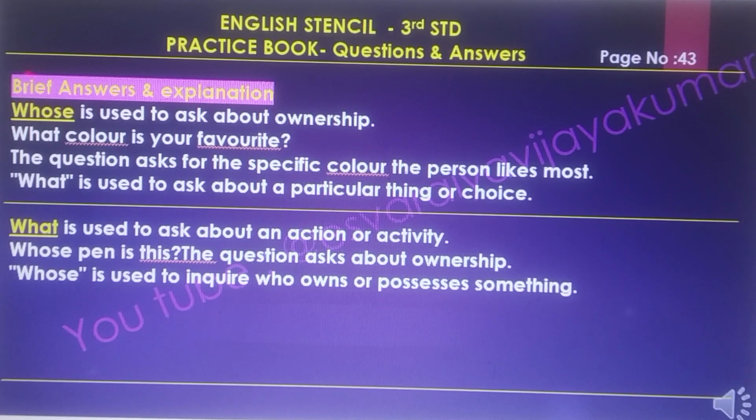And whose? Here, whose pen is this? The question asks about ownership. Whose is used to inquire who owns or possesses something.